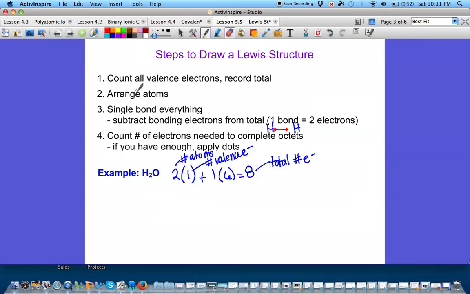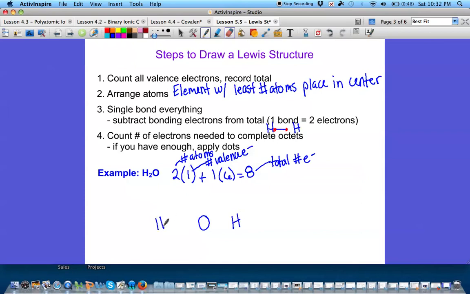So, when you arrange the atoms, you want to put the element with the least number in the center. So because of this, I'm going to put oxygen in the center of my molecule. And I'm going to put a hydrogen on each side. We also want to try to make it symmetrical if possible. So that's why we're doing this.